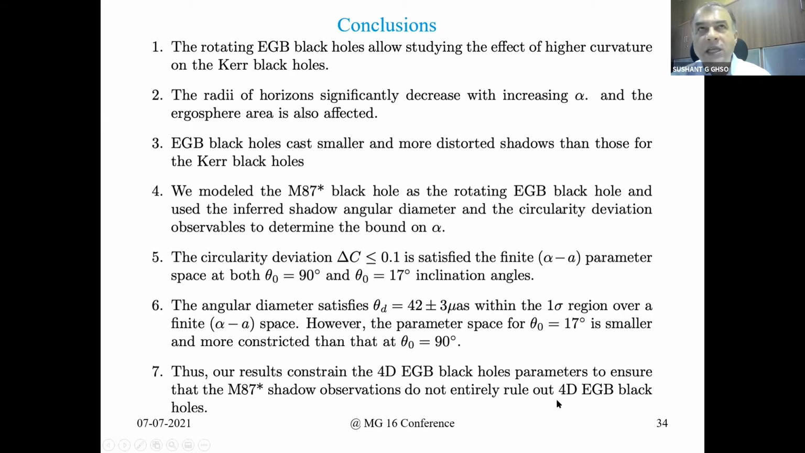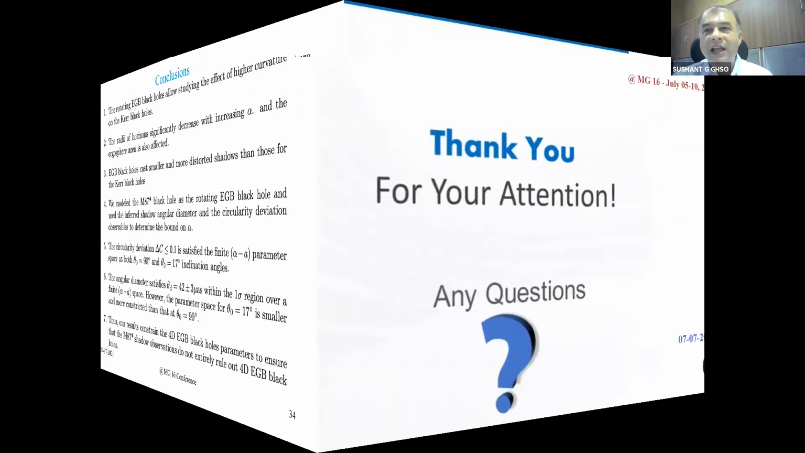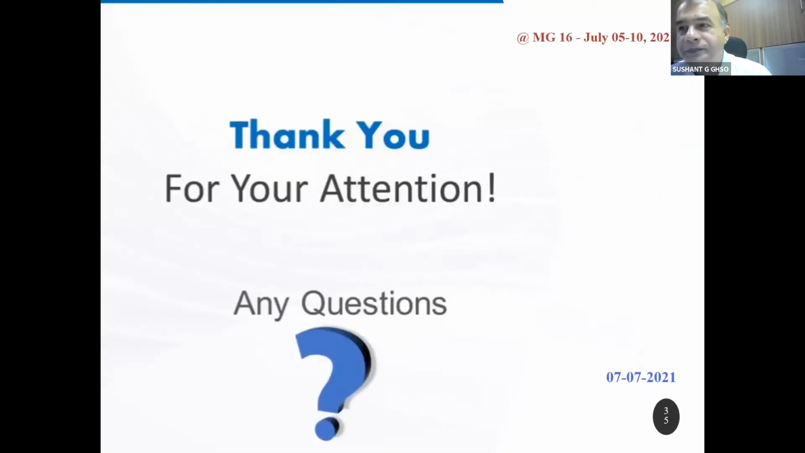Even if there is a deviation, the deviation is at the micro arc second level, which cannot be resolved by the Event Horizon Telescope. So thank you so much, and I open to questions.